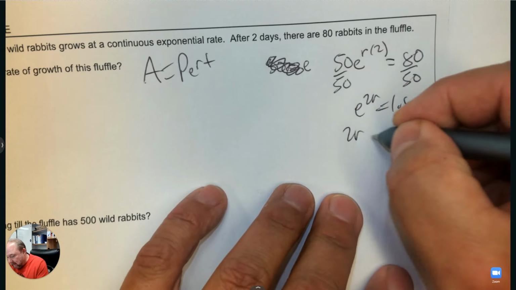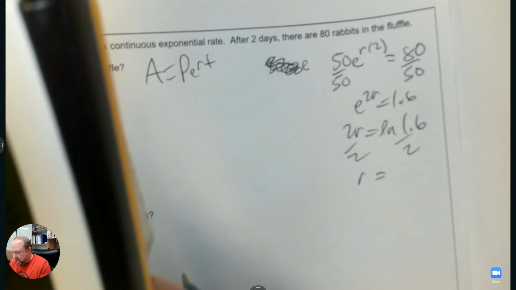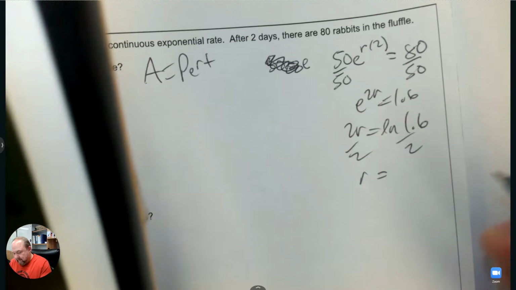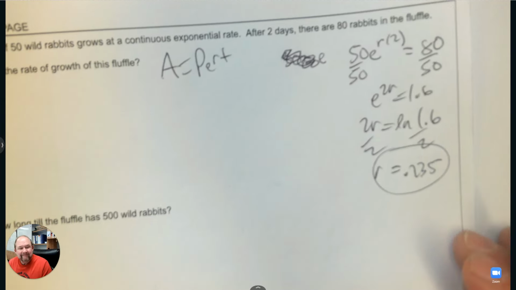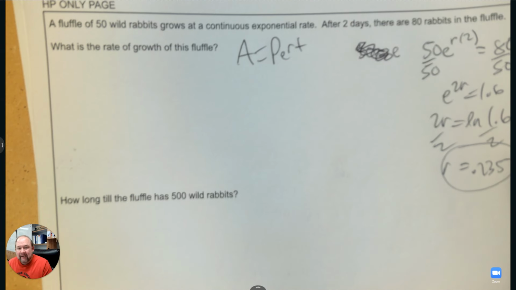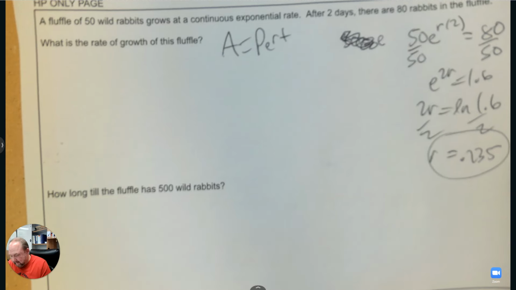And then write it as a logarithm. That's ln. And divide by 2. So ln 1.6 divided by 2. And so this is the rate that they're growing at. I'm going to keep it as a decimal. So they're really growing at 0.235.